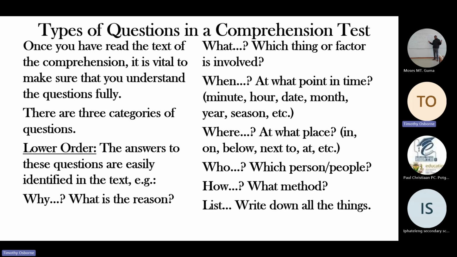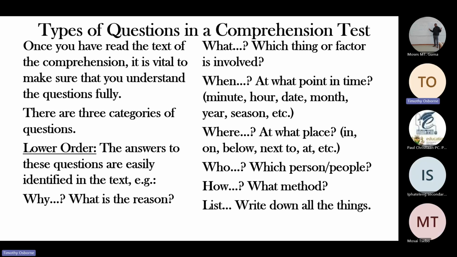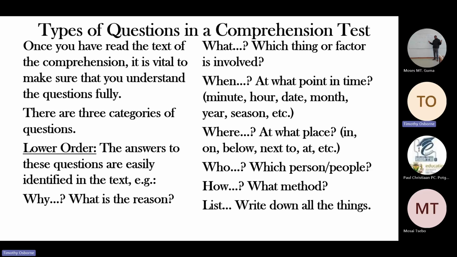The answers to these questions are all there in the text. You merely have to look at the text and you're going to find the answers. And here are some examples of the words that you are going to encounter. You've got why, you've got what, all right? You have when, and you have where, and you have who, and you have how, and you have list. Now, all of those things will lead you into lower order questions. They are the basic ones.